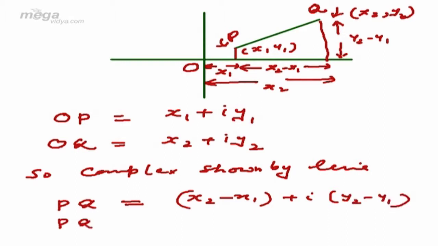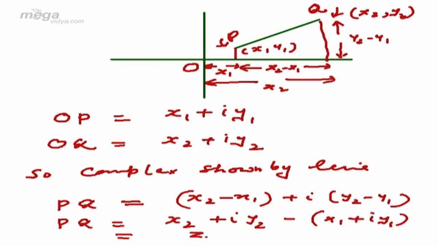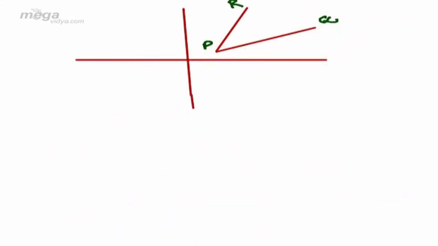That is, PQ is equal to x2 plus i y2 minus x1 plus i y1, that is z2 minus z1. So the PQ complex number will be z2 minus z1. Now the line PQ is rotated through an angle theta in the anti-clockwise direction to a new position PR.